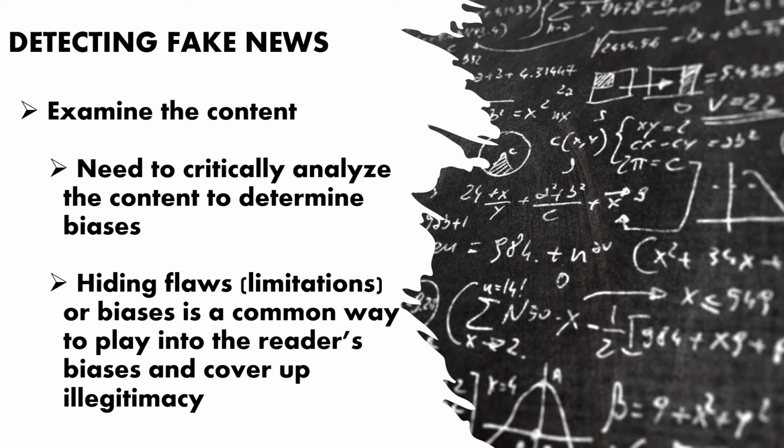Hiding flaws, biases, or limitations is a common and effective way to play into the reader's biases, reinforcing confirmation bias and covering the illegitimacy of the information or conclusions.